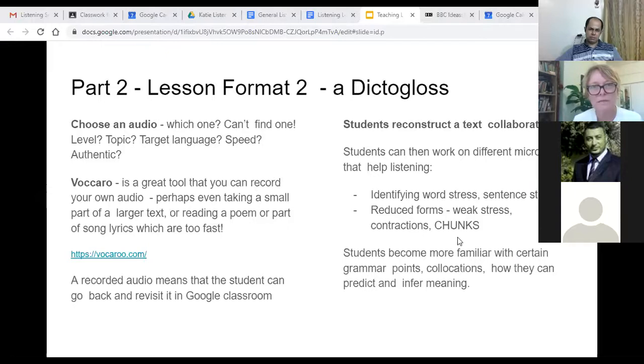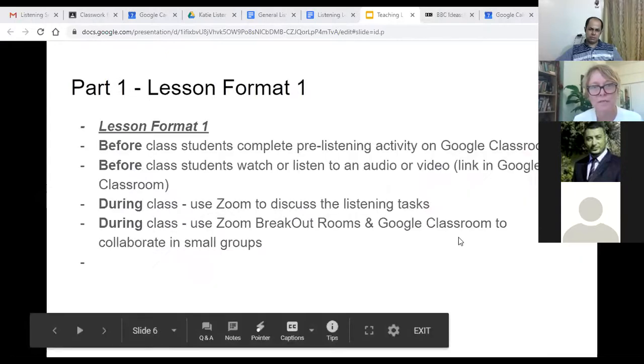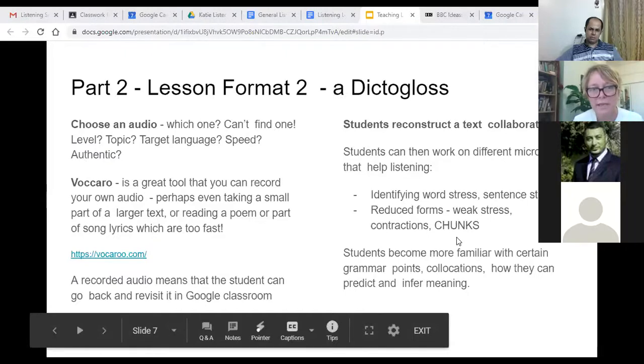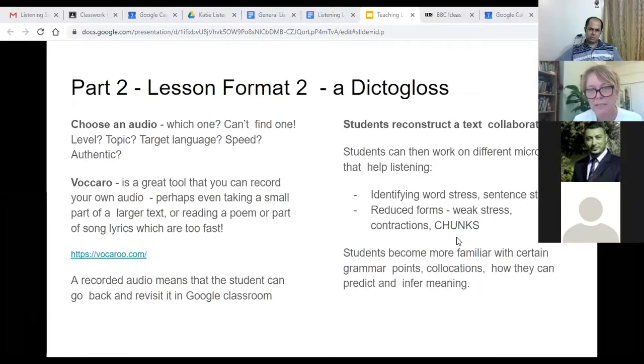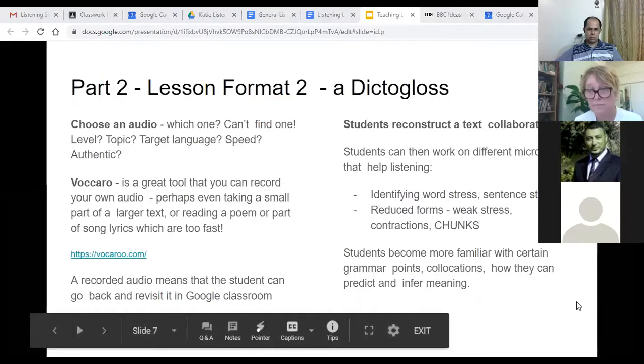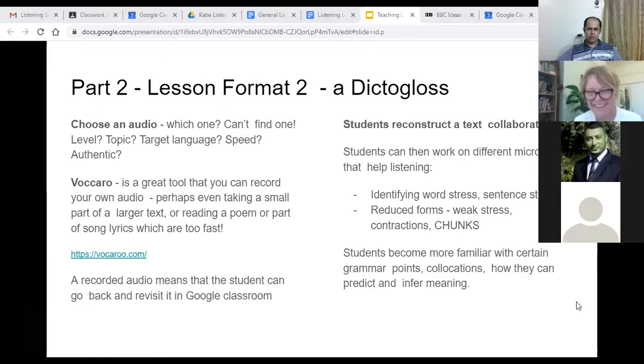So I thought we could go through a dictagloss because I think it's a really good way to get students to collaborate. And one of the things that we said right at the beginning is, how do we get students to collaborate and feel like they're in a classroom? So first of all, I thought it would be a good idea to go through what a dictagloss is. Can I just check to see if everybody knows what a dictagloss is? Yes, I know. Yeah, great, good.